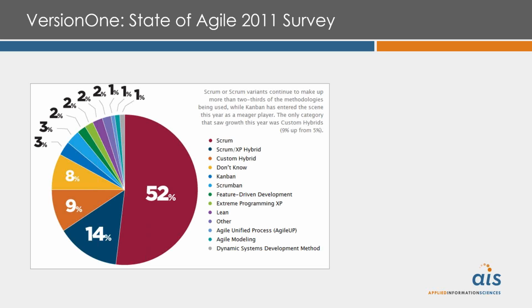In 2011, and this has followed a particular trend that's been pretty common, we saw that Scrum or Scrum hybrids make up a significant portion of the methodologies or frameworks that are being used in organizations that suggest they are Agile. So of those organizations that say they are Agile, 52% of them are using Scrum. Another 14% are using Scrum and some XP hybrid, which is not uncommon.